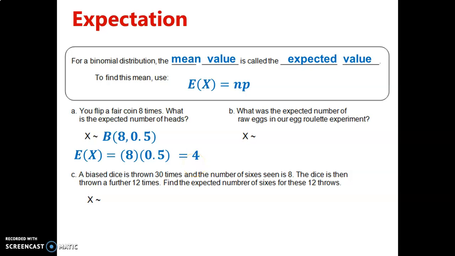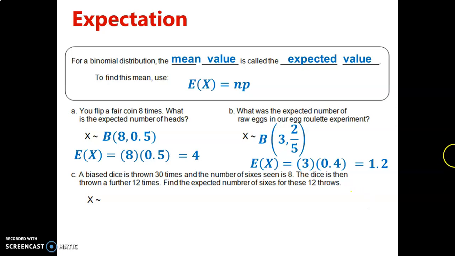Let's look at situation number B here. What was the expected number of raw eggs in our egg roulette experiment? Remember, when we did the egg roulette experiment, we used these conditions here. We ran 3 trials, and the probability of getting a raw egg was 2 out of 5. Okay, so what's the expected number of raw eggs somebody would get if they were crushing them on their forehead? All right, using the expected value formula, we do 3 times 2 over 5, which is 0.4, and it is 1.2. So if you grab 3 eggs randomly from that bin we had, where 2 of every 5 eggs are raw, it would be expected that 1.2 of the eggs you grabbed would be raw eggs.